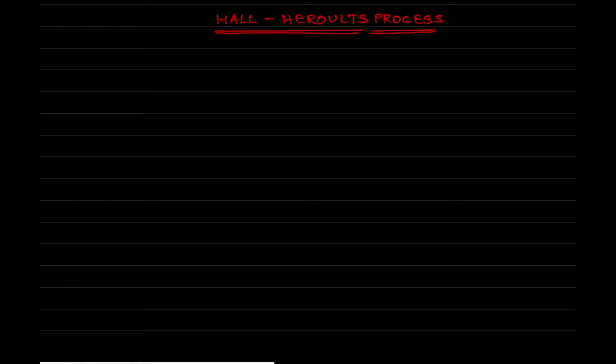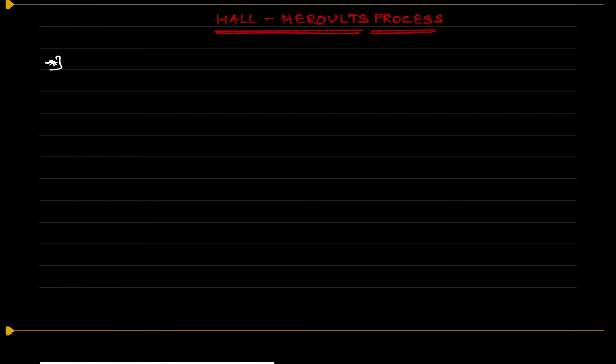Now the very first thing, this process is used for the extraction of aluminium from alumina. Okay, alumina is an ore of aluminium from which we will extract aluminium, and we will extract the aluminium using the Hall-Héroult process. Now the Hall-Héroult process starts with firstly the purification of bauxite.